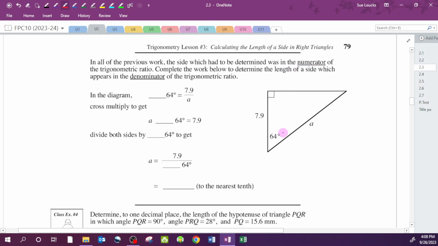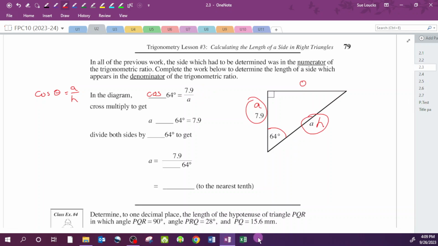We're going to identify our angle of interest, the hypotenuse, the opposite, the adjacent. I'm going to circle up, and I can see that since I've got A and H, I'm going to use cos, because cos theta equals adjacent over hypotenuse. So in the diagram, we get that cosine of 64 is going to be the adjacent, which is 66.9, over A, which is what they've put in here for the hypotenuse.